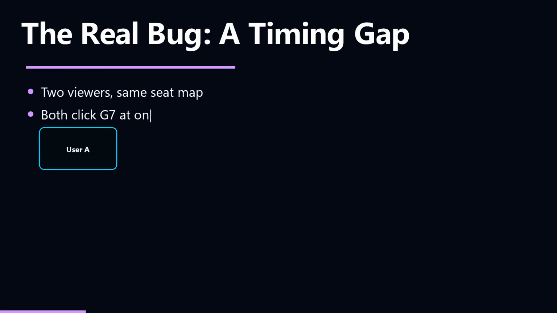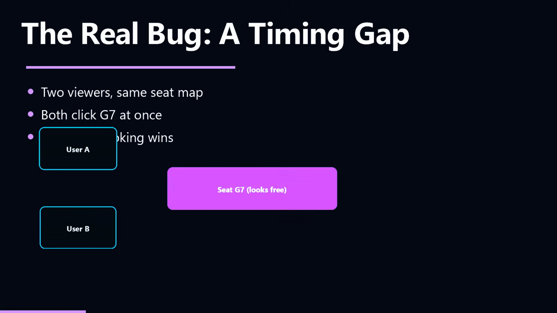2 people load the same seat map. Both see G7 as open. Both click it at nearly the same instant. Only one booking can win, but the app didn't check in time.